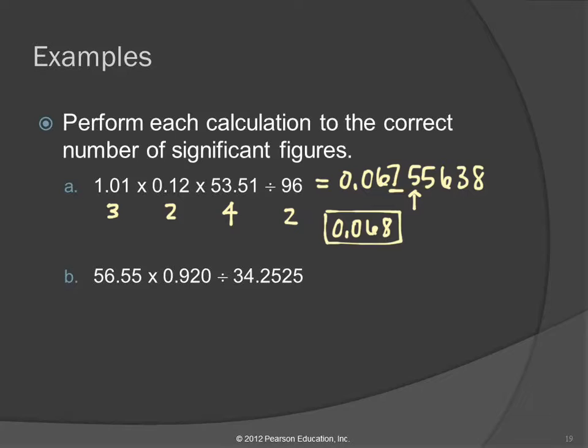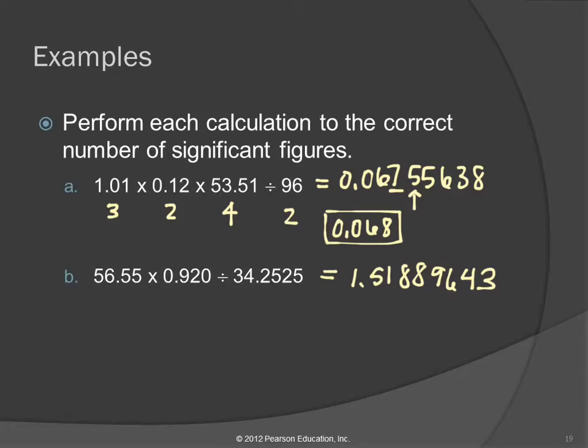56.55 times 0.92 divided by 34.2525. And I'm getting 1.518899643. Anybody else? Yeah. Yep, okay. Write it all down, then let's go back and look.